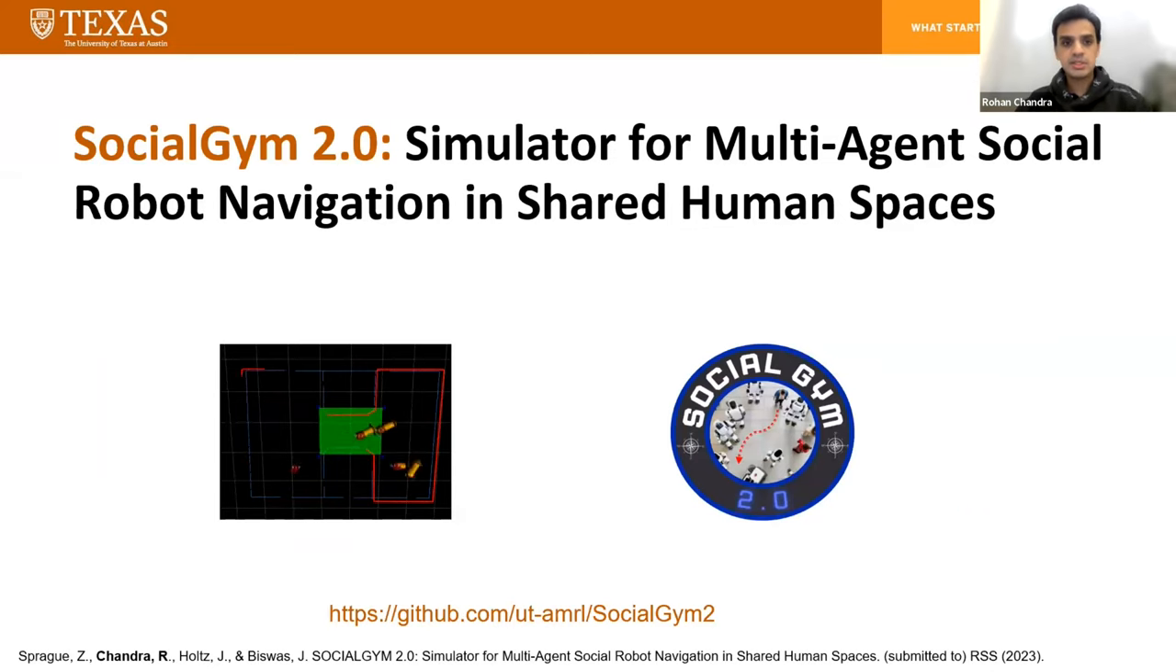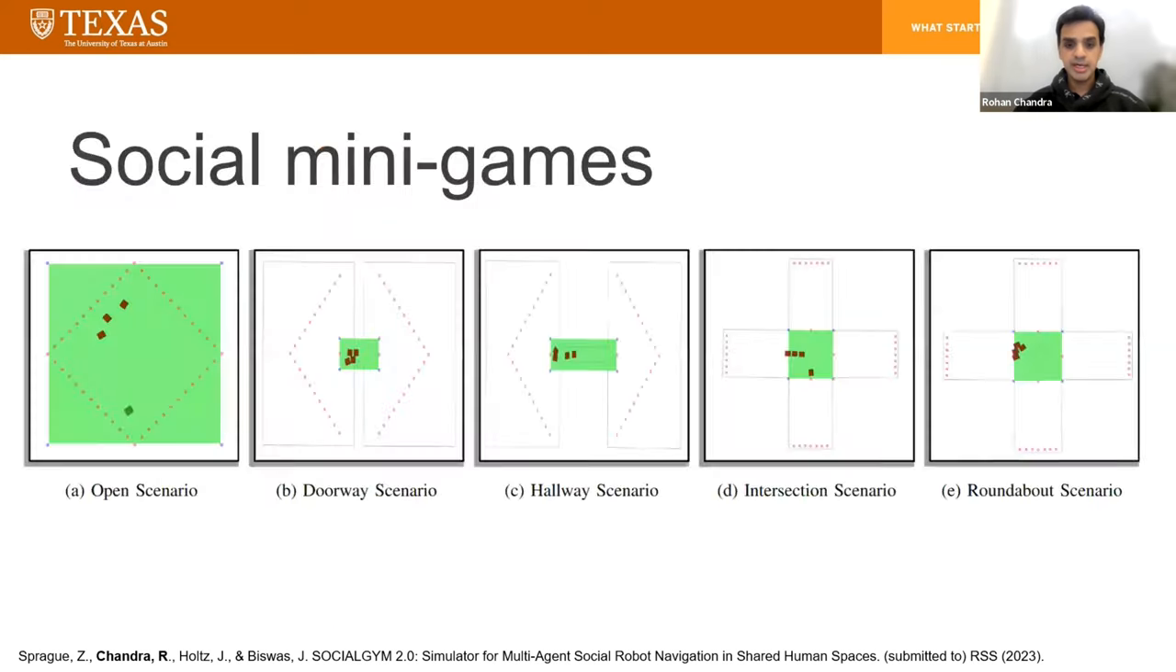So we developed this multi-agent navigation simulator called Social Gym 2.0. It is a simulator for multi-agent robot navigation in shared human spaces. Our thought process was, okay, we formulated this social navigation problem and we came up with a possible solution. Now, how do we take this forward? How do we do experiments on this? So we also developed our in-house simulator that is specifically built for social navigation. It contains all of the scenarios that I've been discussing so far: doorway, hallway, intersection, and roundabout.